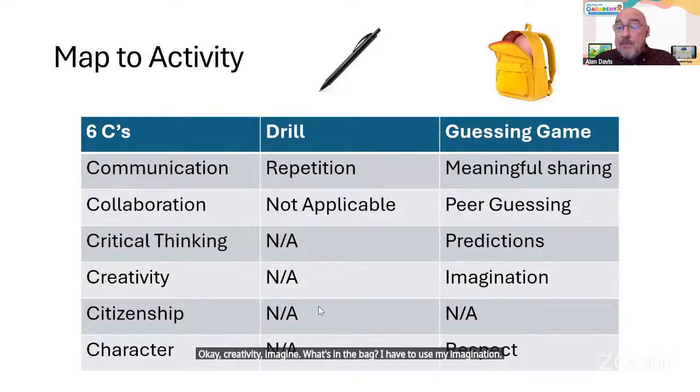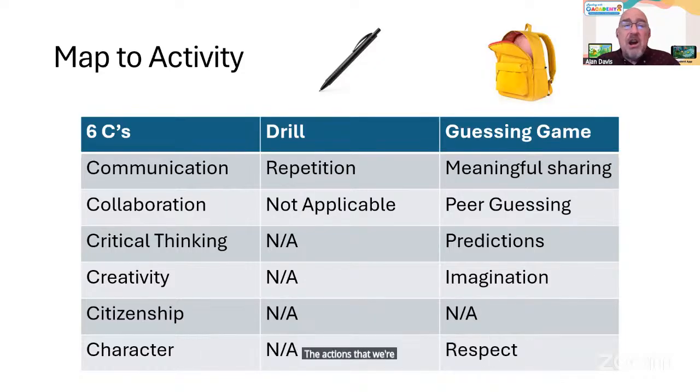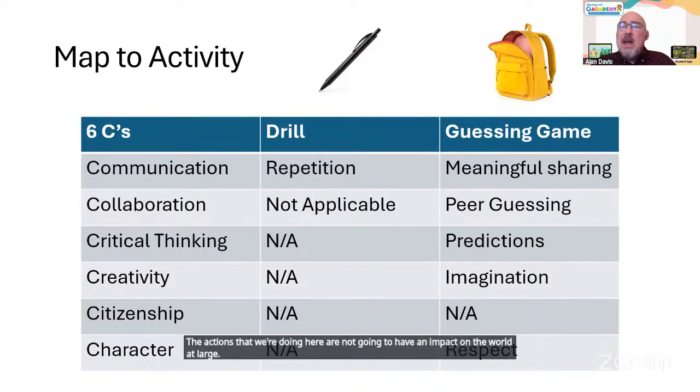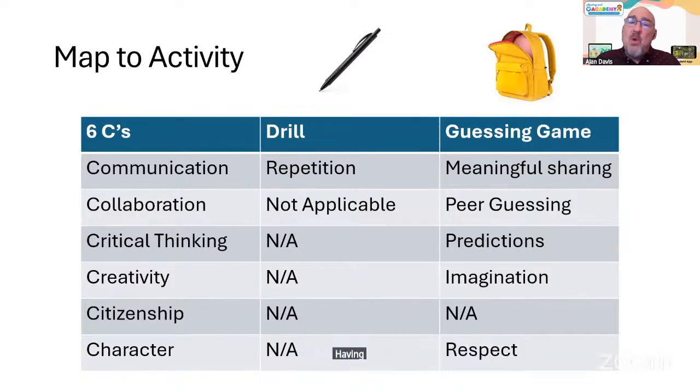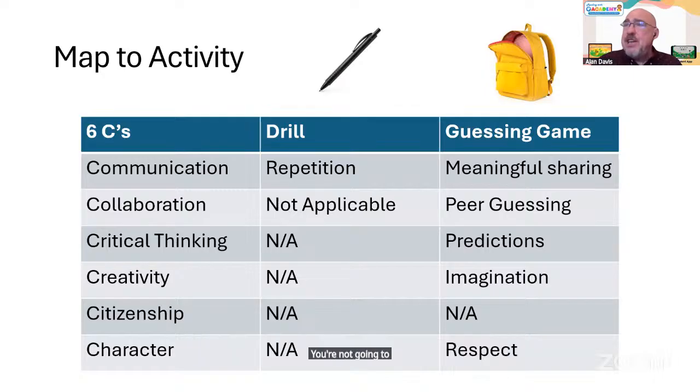Citizenship, not applicable in the drill, also not really applicable in the guessing game. The actions that we're doing here are not going to have an impact on the world at large. And I want to just point out that when you are doing an activity, and if you are mapping your activity to the 6C framework, you're not going to get 6 out of 6 every time. It's impossible. Not impossible, but it's unlikely, right?